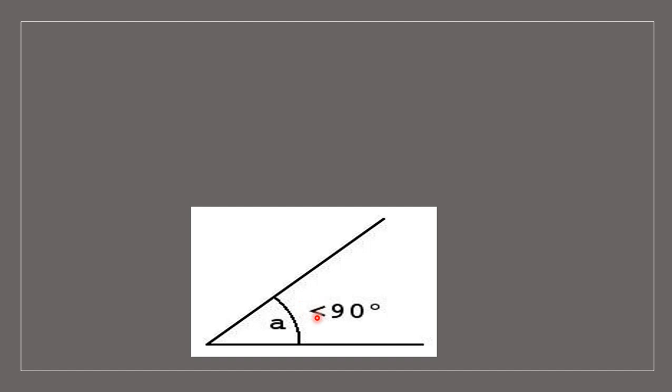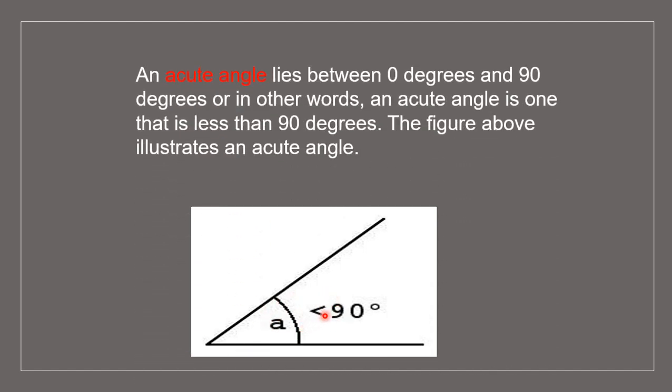So here this is the figure and this shows this angle A is less than 90 degrees. So we can say an acute angle lies between 0 degrees and 90 degrees, or in other words, an acute angle is one that is less than 90 degrees. So the figure where the angle is less than 90 degrees is the acute angle.